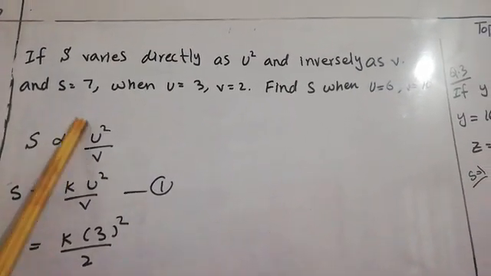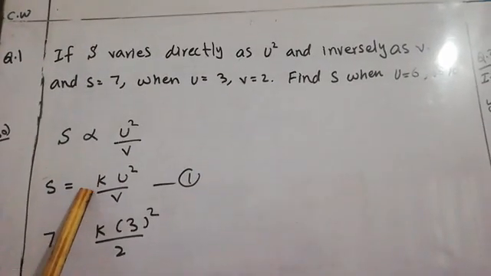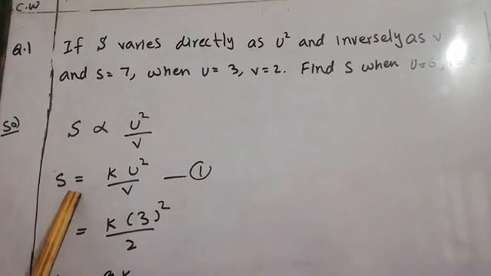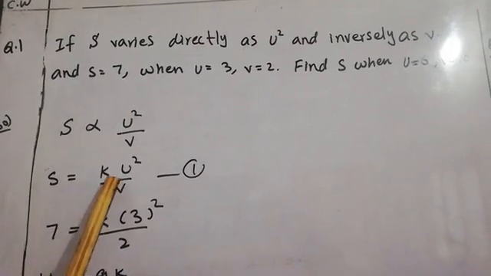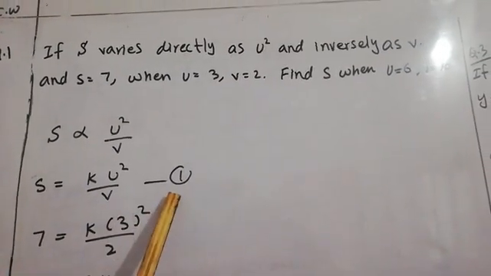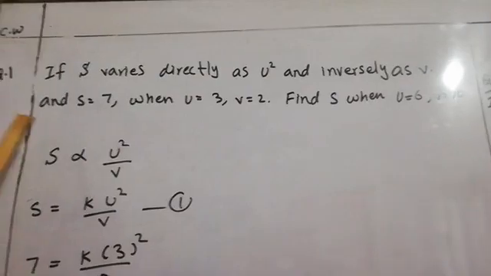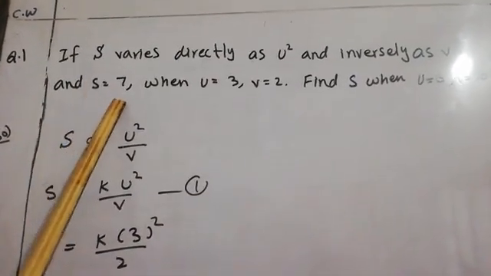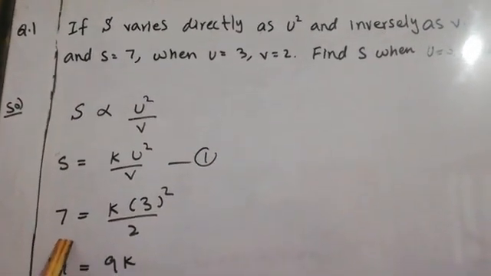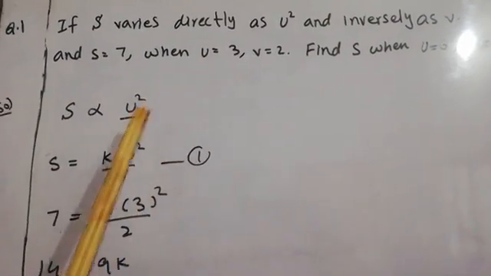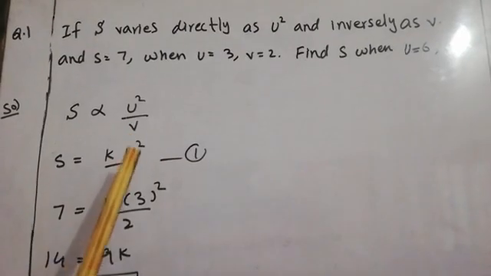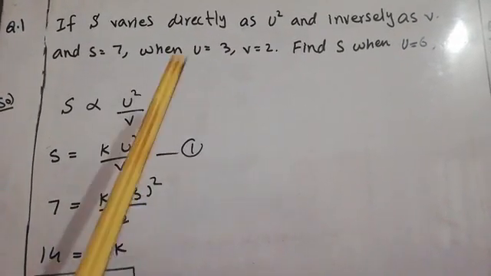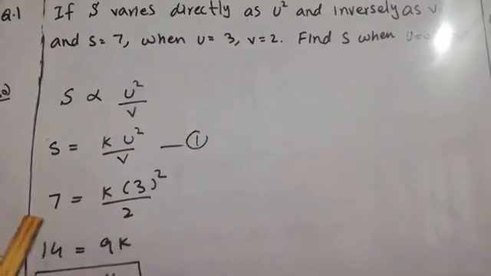And when we change the proportionality sign into proportionality constant K, then we will put equal. S is equal to K U square by V. This is equation 1. And the given values are that when S is equal to 7, U is equal to 3, put the value of U is equal to 3. Since U is square, we will put 3 square, and V is equal to 2. So first we will find the value of K.